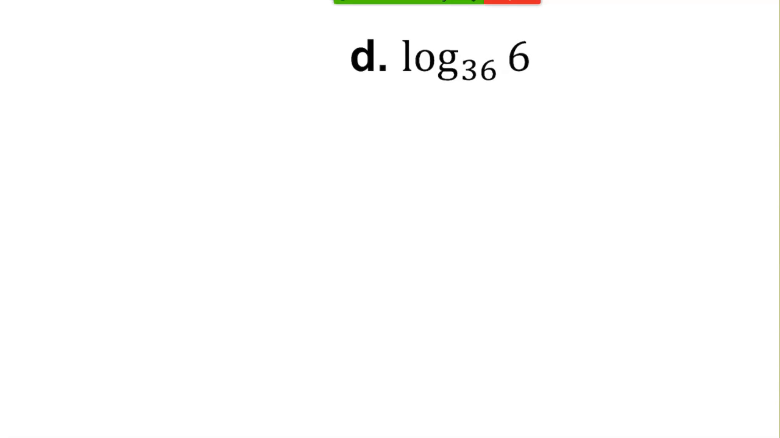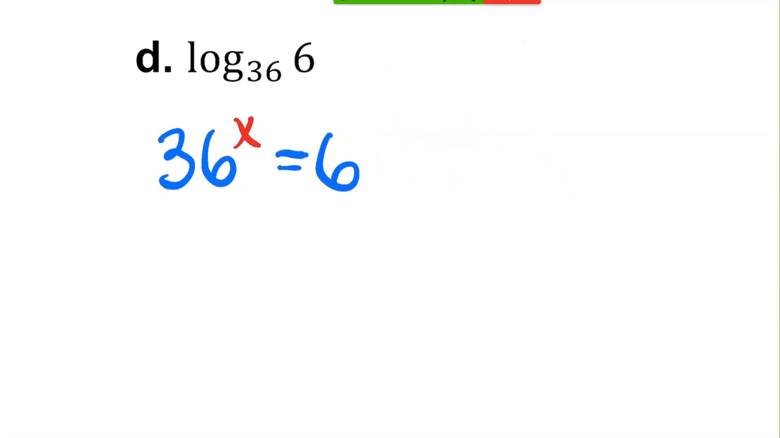This one, we have log of 36 equals 6. This one's also pretty tricky, because what it's asking is 36 to what power is equal to 6? So here we're going to have to raise it to a decimal or to a fraction. Again, you can kind of reason your way through this. We started with a bigger base and we ended up with a smaller number. So you can think, okay, well, I know 6 to the second is 36.